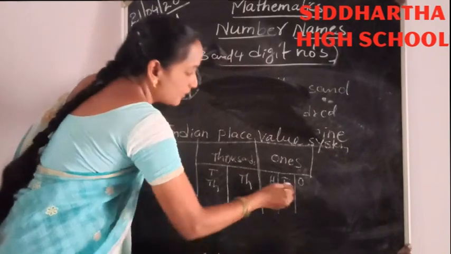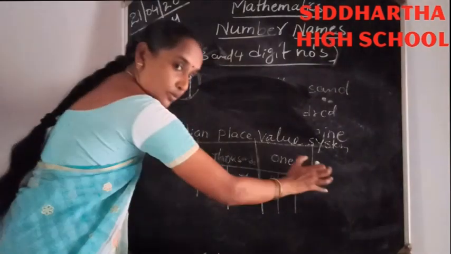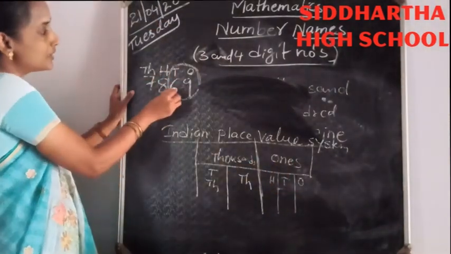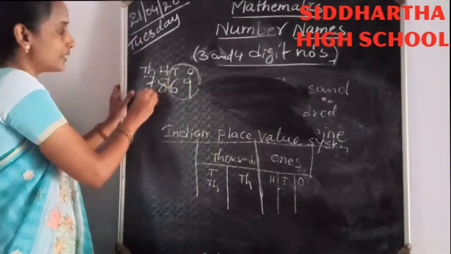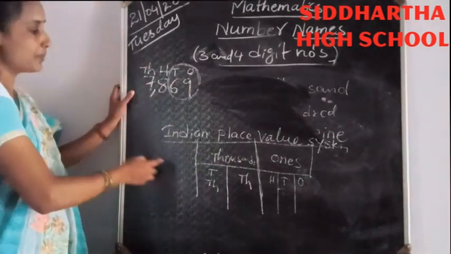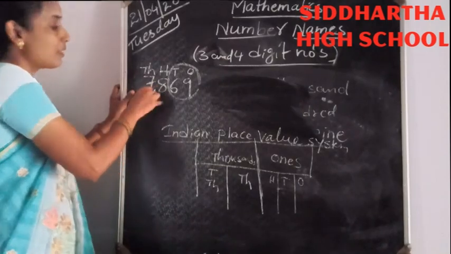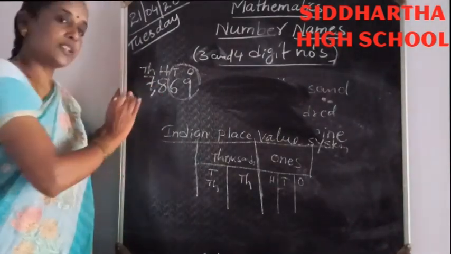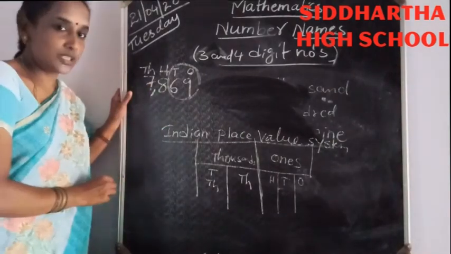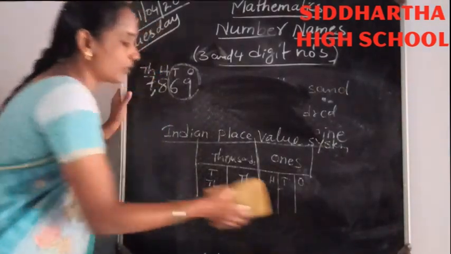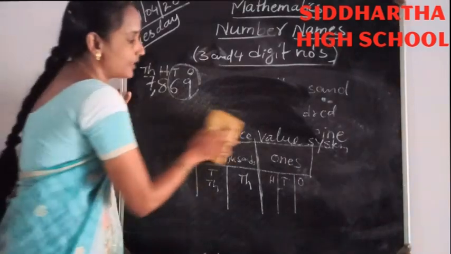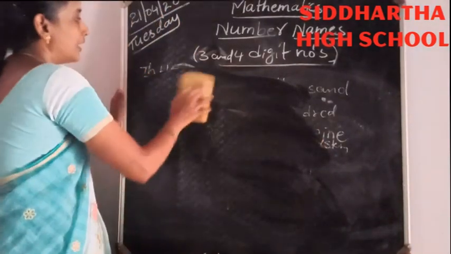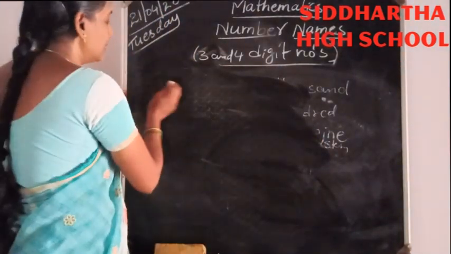Then these are separate. Ones, tens, hundreds is one period. Then here thousands and ten thousands is a separate period. That's why you should put a comma here to separate them. In the thousands period you put the comma and separate these 2 periods. Okay children. Once again I will explain the Indian place value system. See here children.